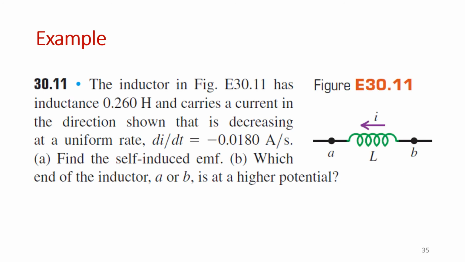So this last example uses actual values, so it's worth exploring. In this example, we have an inductor that has an inductance of 0.26 henries and carries a current in the direction shown. So it's moving from B to A, moving to the left. And it's also decreasing at a uniform rate. So di over dt is equal to negative 0.018 amperes per second. We're supposed to look for the induced EMF, the self-induced EMF. And the second question is asking for which node, A or B, is at a higher potential.